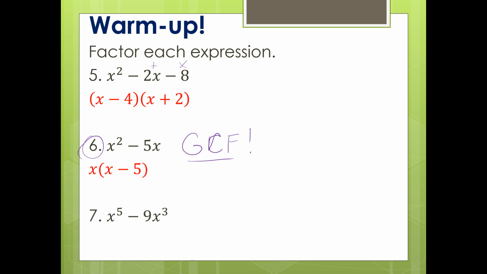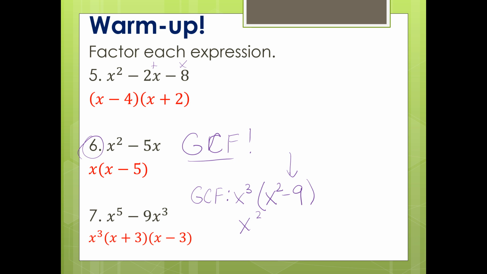And number 7, it's actually a 2-step problem. Our answer looks like this. We had a GCF first, and our GCF was x cubed. So then that left us with x squared minus 9 inside the parentheses. And we all know that is Miss Stinky's favorite type of factoring problem, a difference of squares. So hopefully when you did this on your own, you also recognized that. But that is where this answer came from.